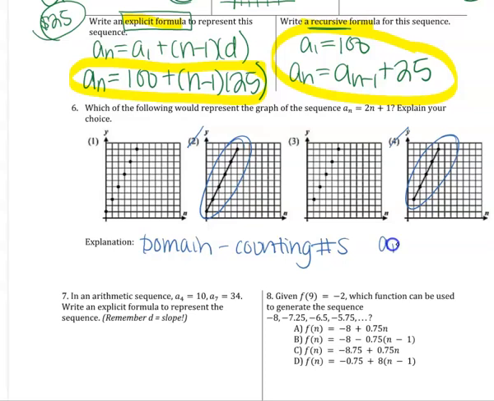Well, a sub 1 equals 2 times 1 plus 1, just using this formula. So the first term is 3, okay? This is the one that I'm looking for. The first term is 3. Notice how this one has a term 0. That doesn't fit the domain of counting numbers because that's starting at x equals 0, so that one's out. So 3 is our answer.